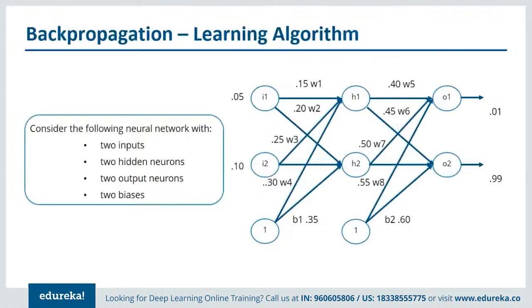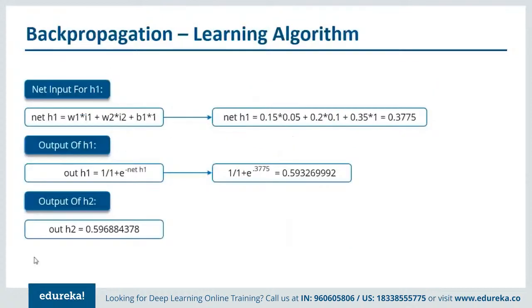The net input for this particular H1 will be W1 into I1, that is the first input, plus W2 into I2, plus B1 into 1, which gives us the answer as 0.3775. Similarly, the output for H1 will be the output after the activation function. We are using the sigmoid function here because our brain also uses sigmoid functions, that's what we believe, and at the same time, it is easily differentiable. And if you differentiate it twice, you get the same number. So the output of H1 will be 0.59 something.